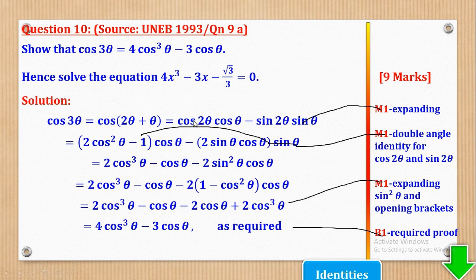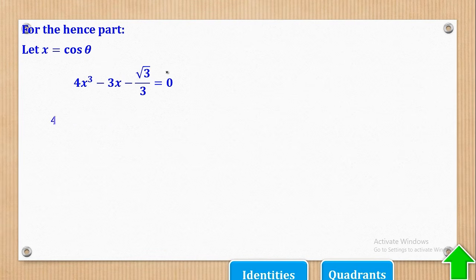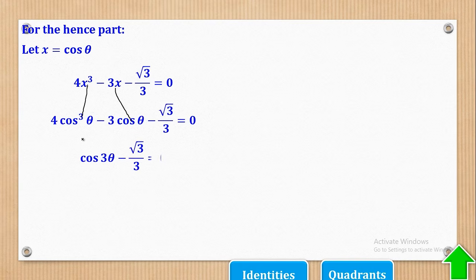So now we shall go to the hence part. Hence means that you start from where you have stopped. So for the hence part, let x be equal to cos theta. Therefore, from this given equation, you realize that this becomes cos cubed theta and this becomes 3 cos theta. Therefore, we have already proved that this one is equal to that. So that's why you're substituting it there. Then when I make it the subject, it will be that.